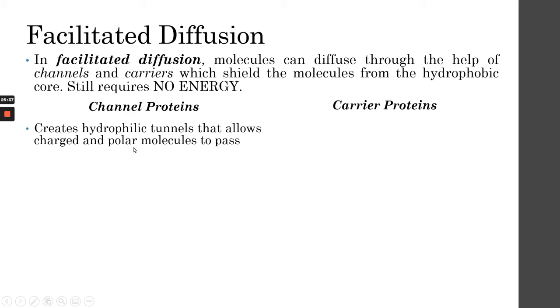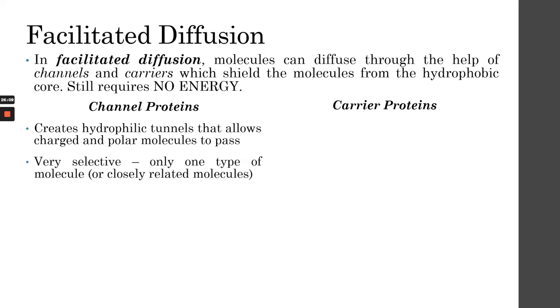Example of these is water. Water is a polar molecule. So in order for water to pass through the membrane of the cell, it needs to pass through a channel protein. And there's a specific channel protein that water can pass through, and that's what we call the aquaporins. Aquaporins are channel proteins wherein water molecules can pass across, inside and outside the cell. And these channel proteins are very selective.